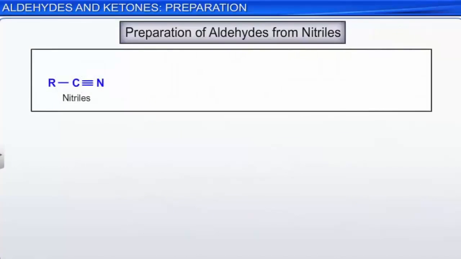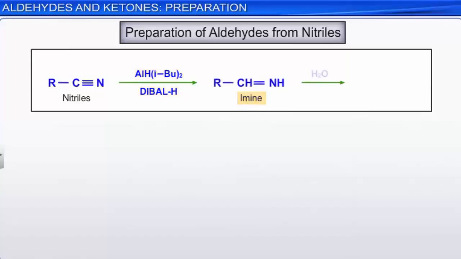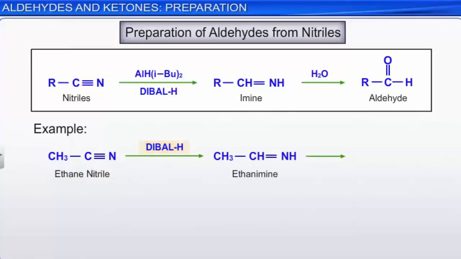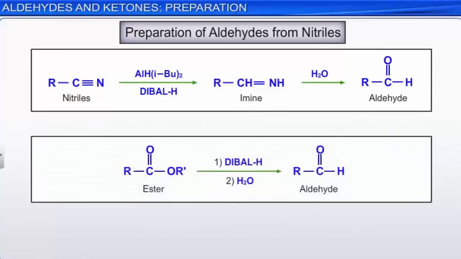Alternatively, selective reduction by diisobutyl aluminium hydride (DIBALH) to imines followed by hydrolysis also yields aldehydes. For example, ethane nitrile, on reduction in the presence of DIBALH followed by hydrolysis, yields ethanal. Similarly, DIBALH can also be used to reduce esters to aldehydes, as shown here.